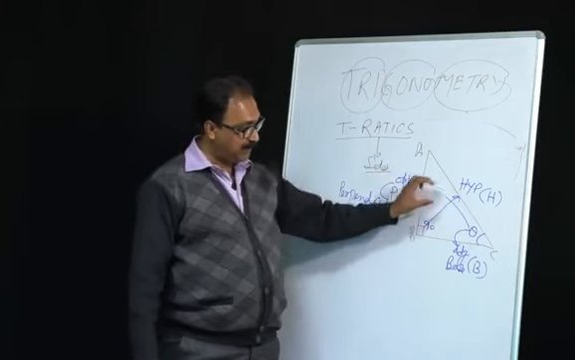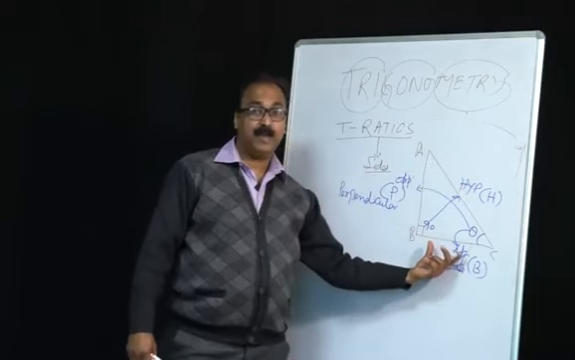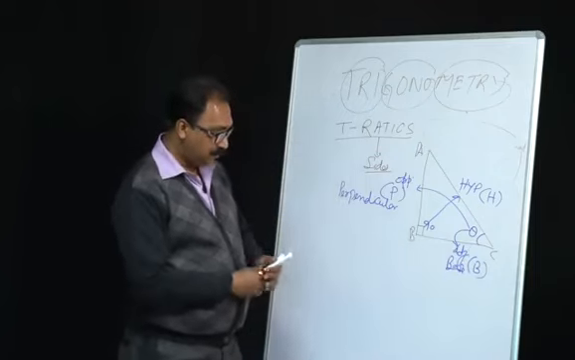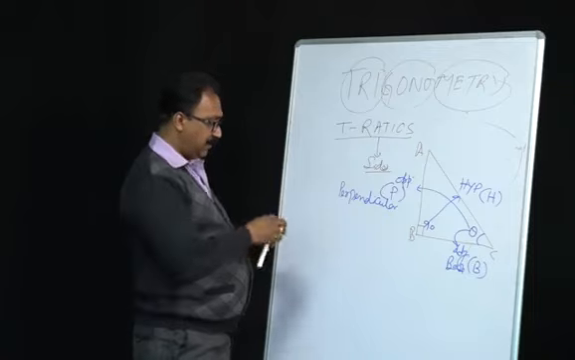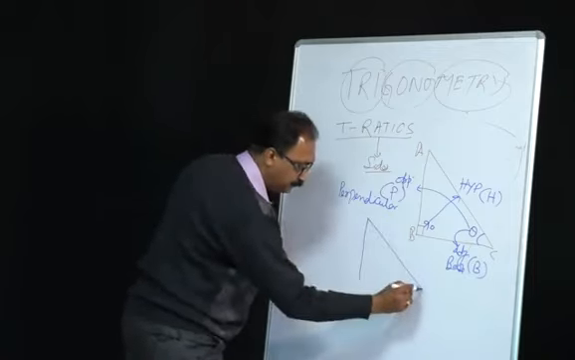The side opposite to 90 degree is called hypotenuse, and the adjacent side of the acute angle we call base. Is it clear? Now you may have a question in your mind. Suppose your acute angle position is changed.